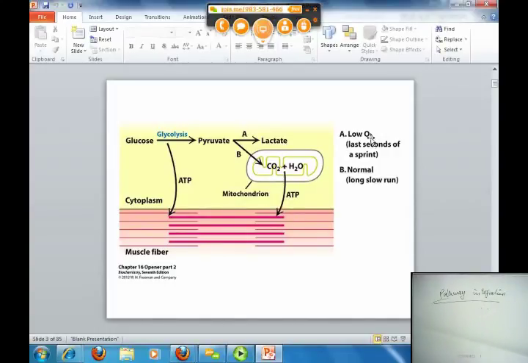that's going to be pain in his muscle. So that's why A is the low oxygen, B is the normal or going a long run or slow run. That's the slow pace you have to keep whenever your marathon starts. When you see the Olympic sports, you cannot start fast and then get a pain after that. But if you have a slow pace, yes, you can maintain it and then you can go on. That's what it's all about.